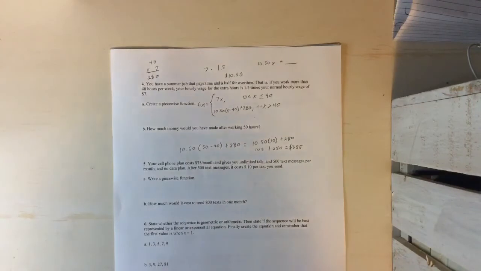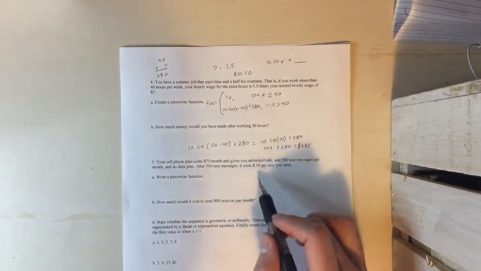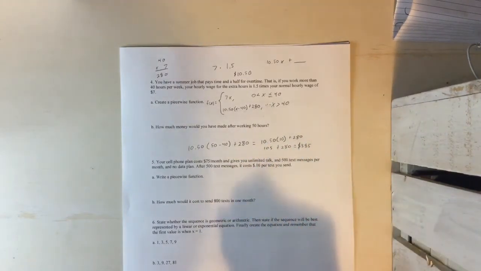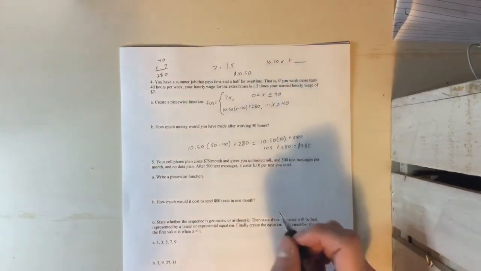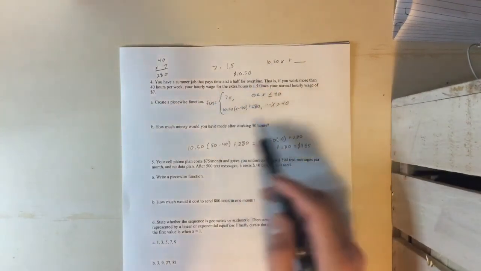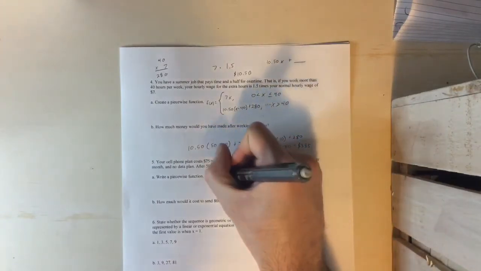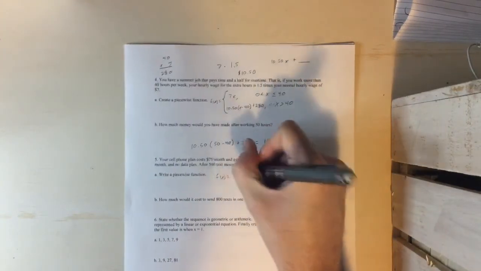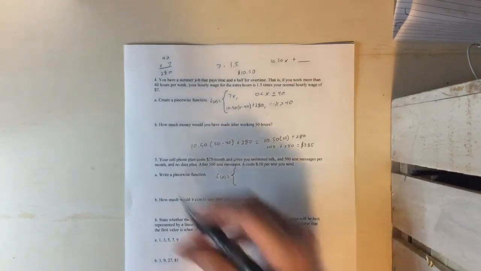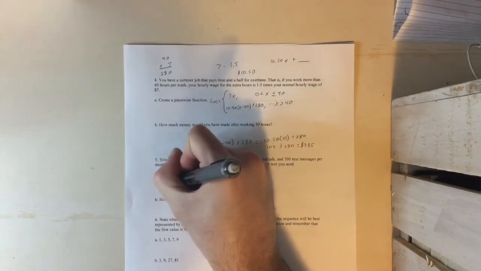Alright, so moving on to the next one, it says your cell phone plan costs $75 a month and gives you unlimited talk and 500 text messages per month and no data plan. So after 500 texts, it's going to cost us 10 cents per text. So we're going to write a piecewise function again. It's going to be similar to this. So f of x equals, and we really should state what our variable is. So x is going to equal text messages.